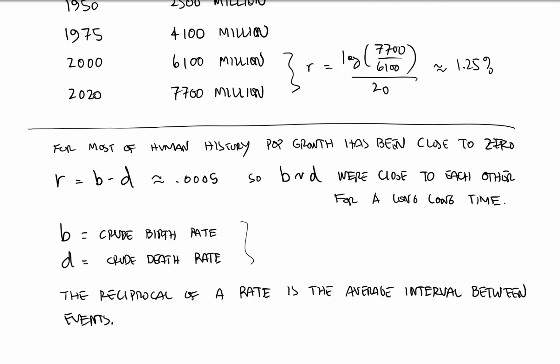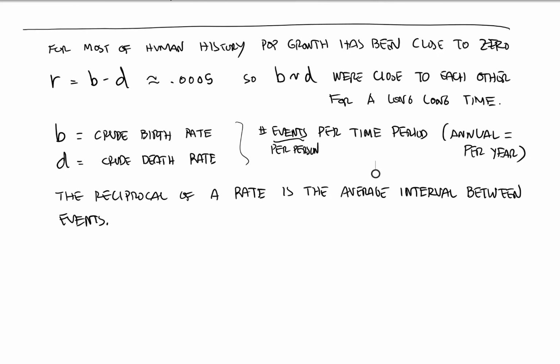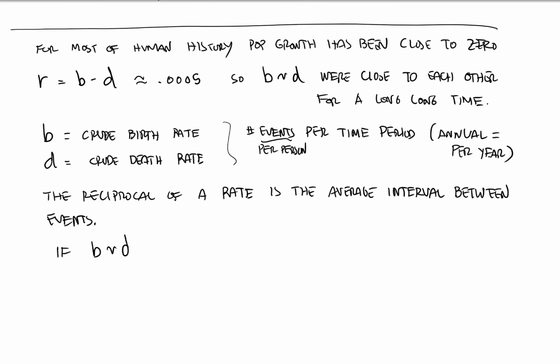Let me just clarify one more time. These rates are the number of events per time unit, per time period, and we're doing this annually, so it's per year. I think I need to say events per person per time period. And now the reciprocal of a rate is the average interval between events. So if B is very close to D, then B over D must be very close to 1.